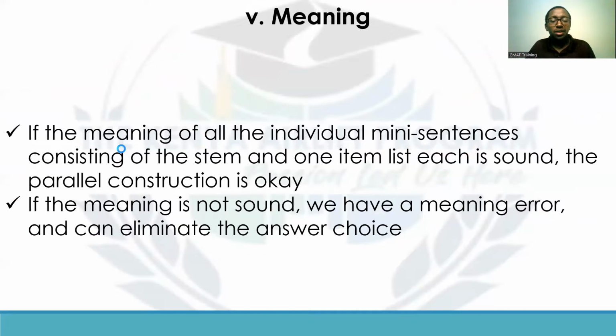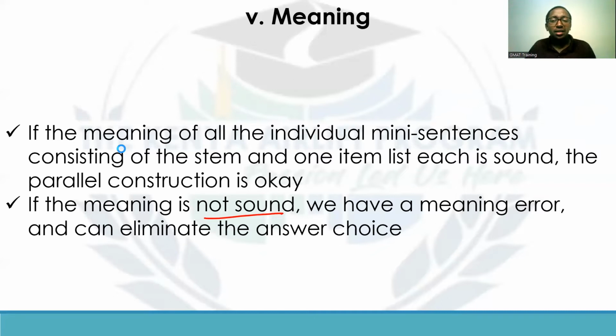Then once you decide that this sentence is parallel, you go on to the fifth step, which is meaning. If the meaning of all the individual mini sentences consisting of the stem and one list item each is sound, the parallel construction is okay. If the meaning is not sound, we have a meaning error and can eliminate the answer choice. So this is usually the last check.